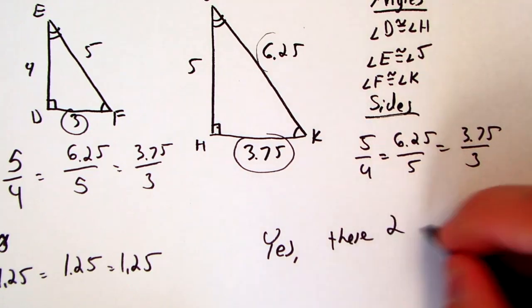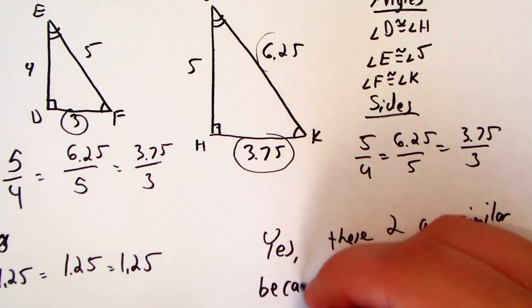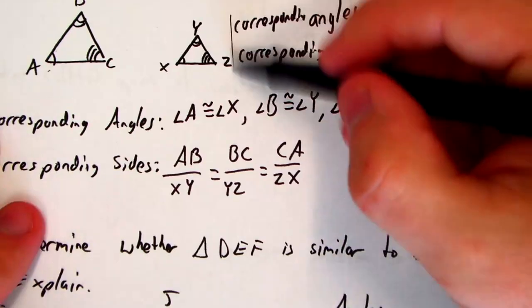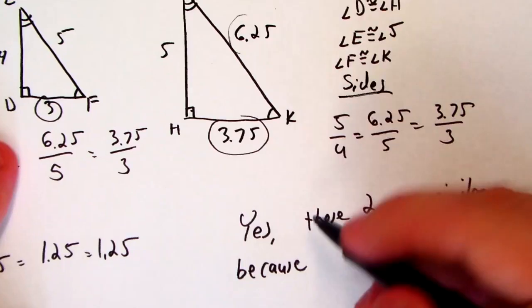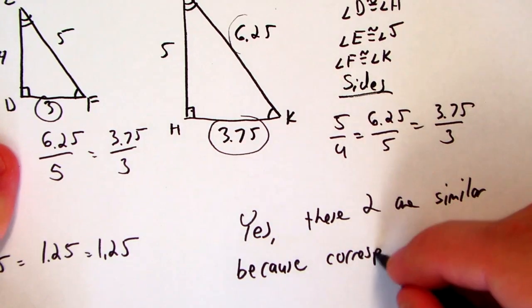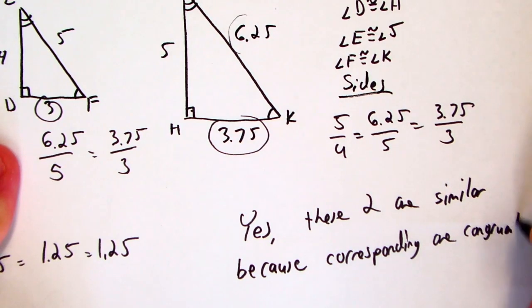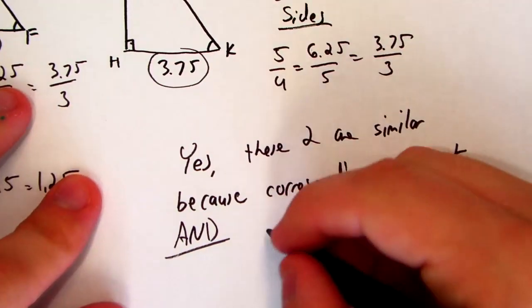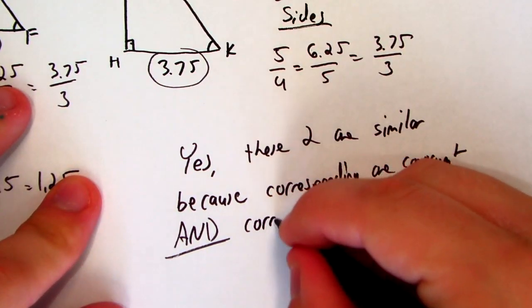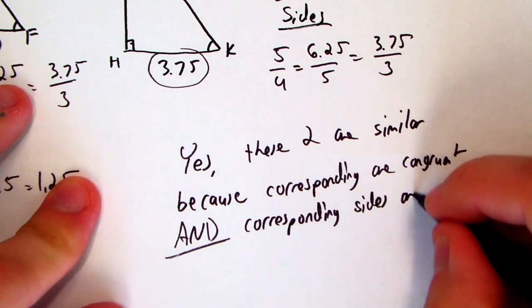these two are similar because, and the things we're going to be looking for are going to be these two statements here. So we would say because corresponding angles are congruent, and this is a big and, they both need to be true, and corresponding sides are proportional.